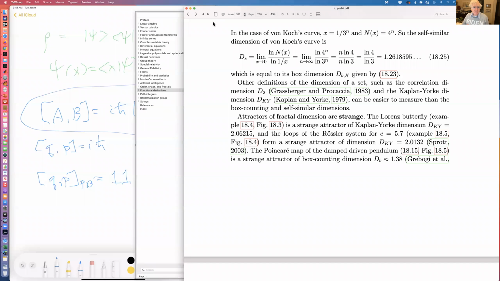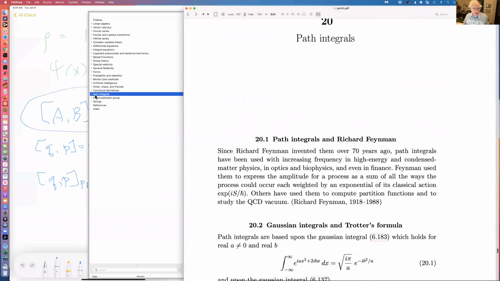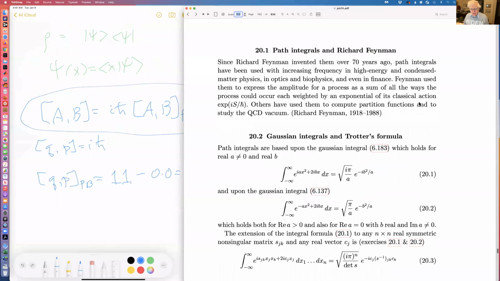So let's see. We have about a half hour left, or I don't know, if we actually go to the total length, I could go for a full 2 hours if you want me to. Why don't we jump to path integrals? Shall I do that?